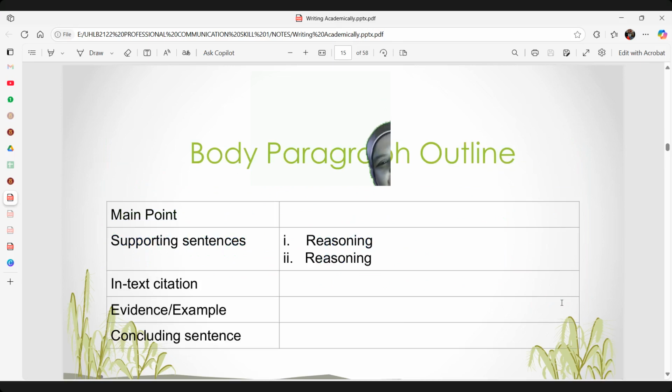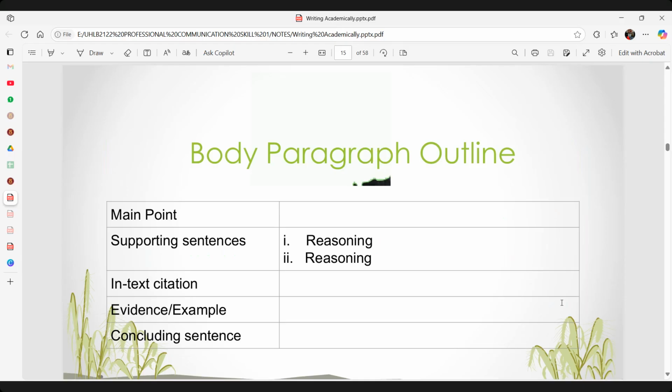Okay, so now let's go to the body paragraph outline. The body paragraph would be the most challenging part for you to write because it's the heart of your writing, it's the core of your writing, it's where everything should be in your writing. So the breakdown for your body paragraph, the first is the main point. So you need to have your main point. And then the main point becomes a topic sentence when it is turned into a sentence.